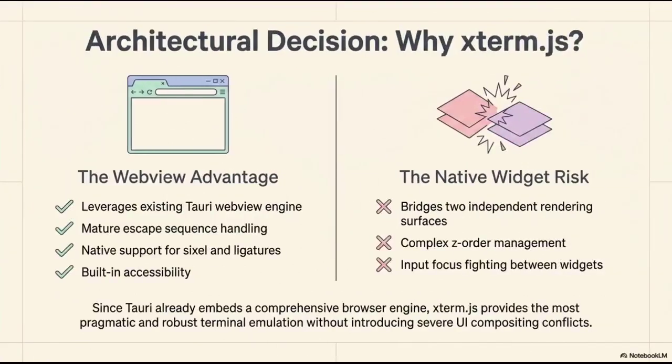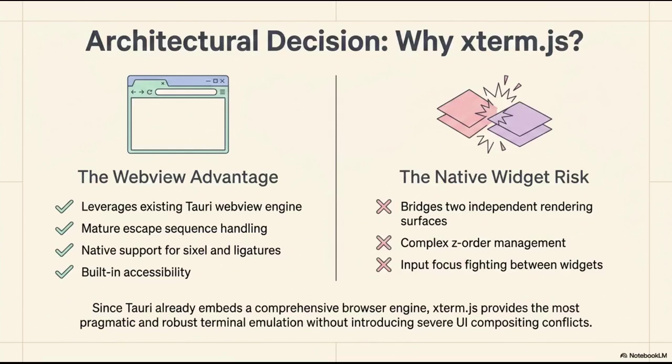Our architectural decision to utilize xterm.js for terminal emulation is rooted in several key advantages, particularly when leveraging the Tauri framework. On the left, we highlight the benefits. By choosing xterm.js, we inherently leverage Tauri's existing WebView engine, avoiding the overhead of introducing an entirely new rendering stack. This approach benefits from xterm.js's mature escape sequence handling, which is crucial for a robust terminal experience. Furthermore, it provides native support for advanced features like Sixel graphics and ligatures, enriching the visual fidelity of the terminal. Crucially, accessibility is built in, inheriting the rich accessibility features of modern web platforms.